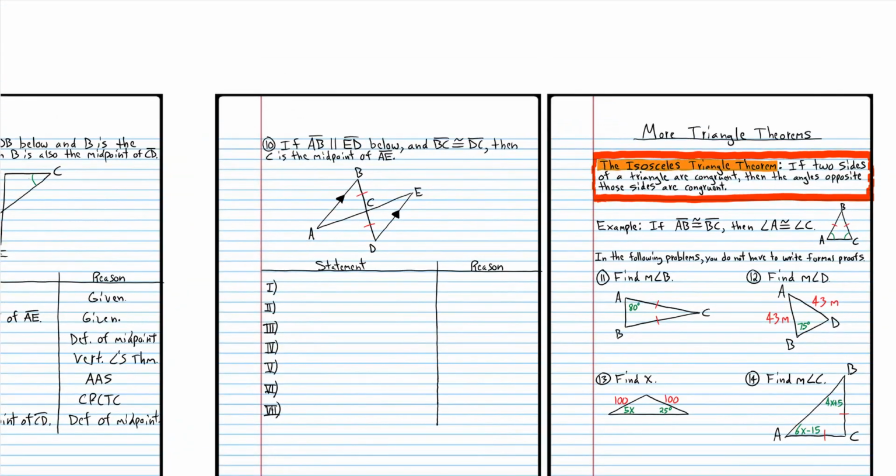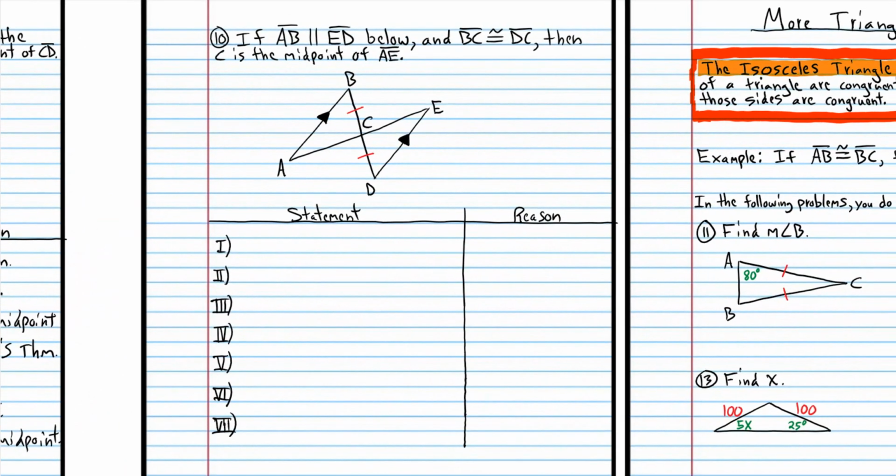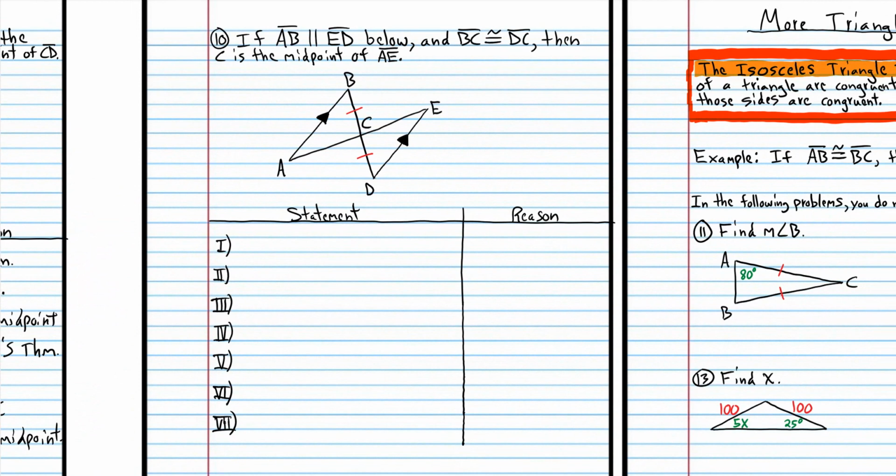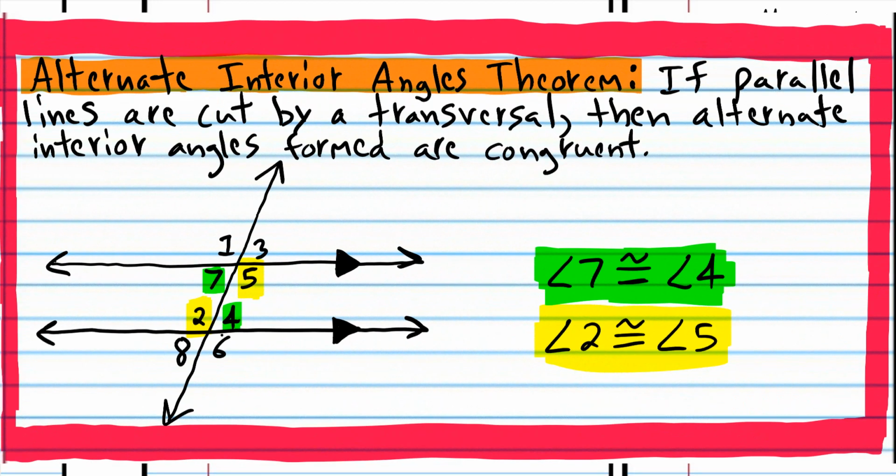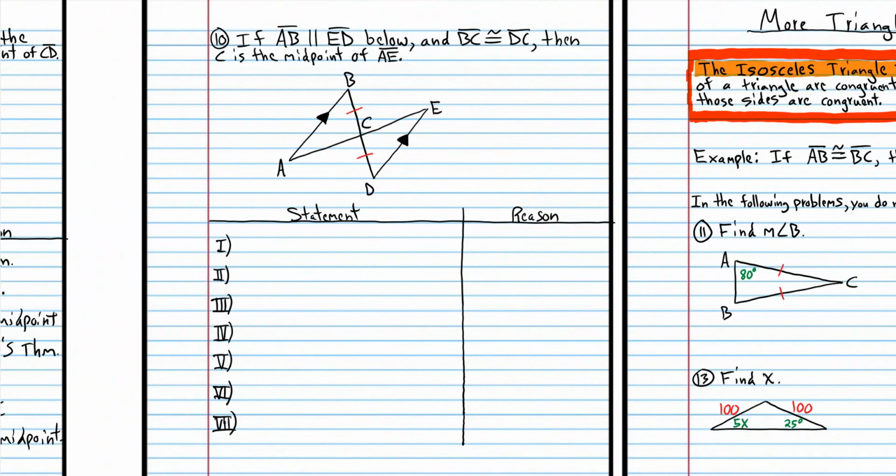All right, why don't you try number 10? Number 10 is going to be more challenging. You're going to have to use one of the transversal postulates, so I'm going to put those up on the screen. So go ahead and try number 10, and when you come back, we'll do it together.